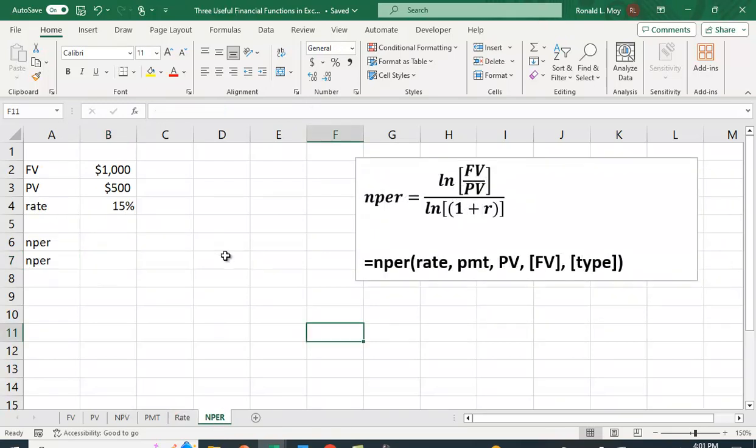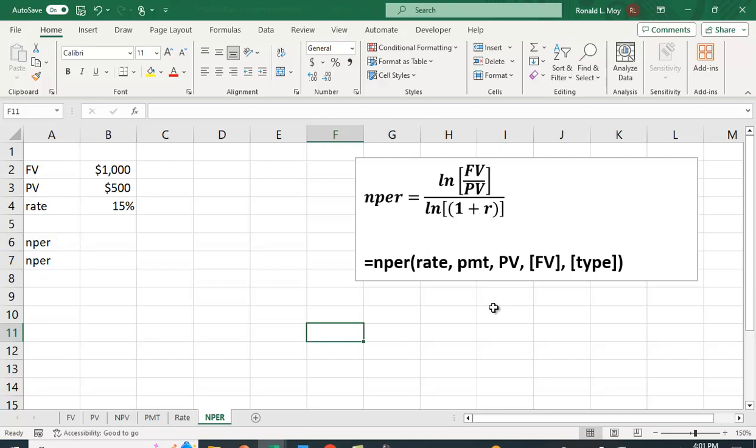All right, the final one I'm going to do is the number of periods. And again, this is a little more tedious. Algebraically, it's the natural log of the future value divided by the present value, divided by the natural log of 1 plus the interest rate. But, again, if you don't put the parentheses in the right place, you're probably going to mess this one up.